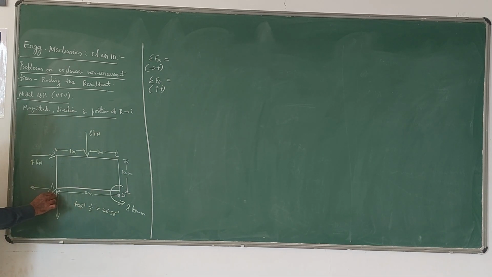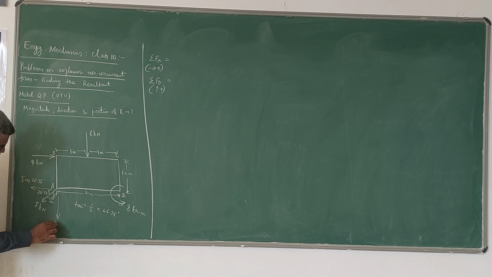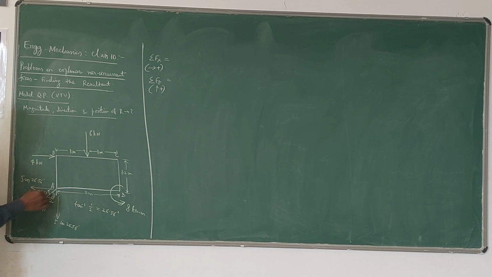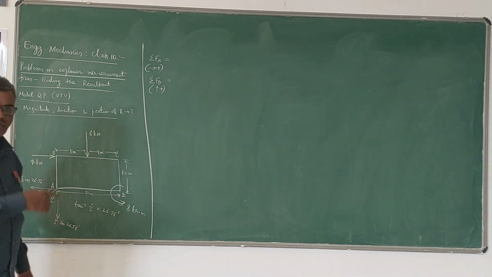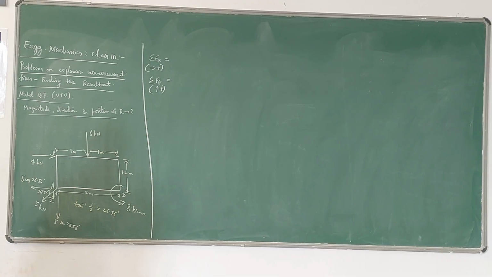So opposite side by adjacent side. So this angle becomes 26.56 degrees. If we resolve this, this becomes 5 cos 26.56 degrees. This becomes 5 sin 26.56. So only this is the inclined force. The other two forces are not inclined. Therefore, you need not resolve that.